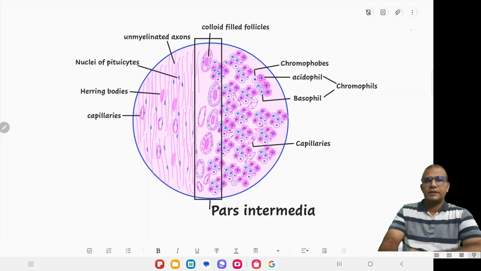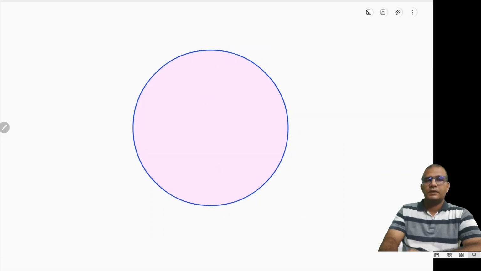So let us see. We will start with the drawing of pars anterior. In pars anterior, we know there are secretory cells. These are named as chromophils and chromophobes, and in the chromophils we have to show acidophils and basophils. So we will draw pink colored acidophils, some blue colored basophils, and some cells which are less stained or without stain. These will be our chromophobes.